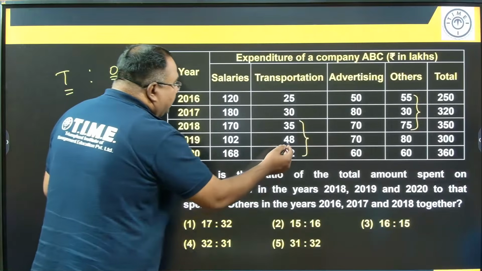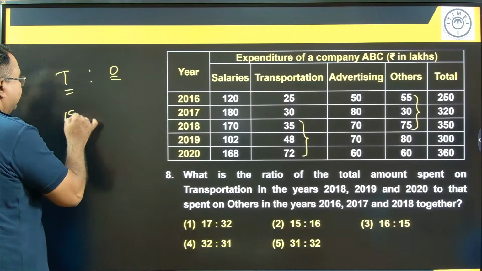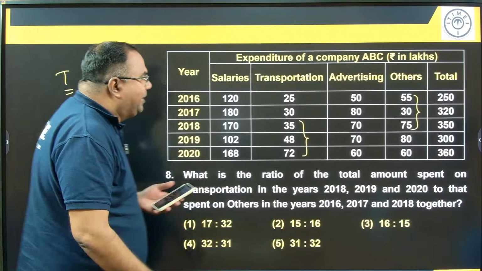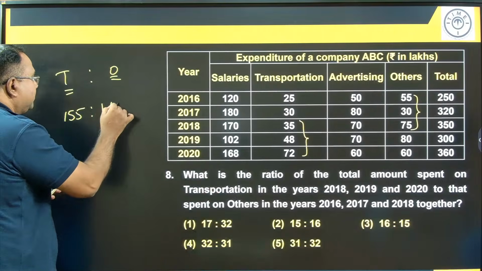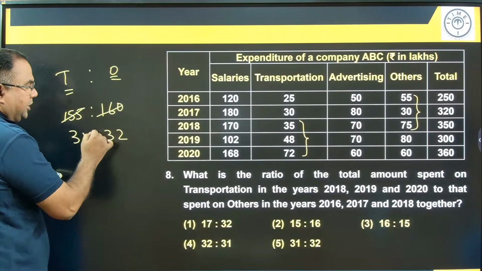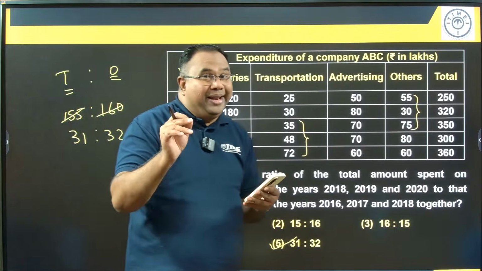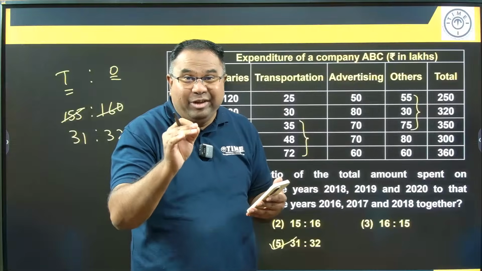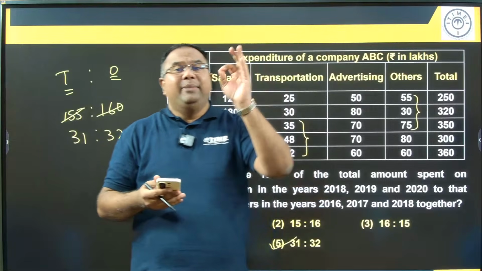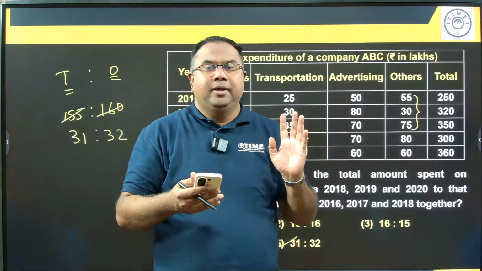Transportation. So 48 and 72. 120 plus 35. 155 is to others. 75, 55. 130 plus 30. 160. So 531 is to 532. 31 is to 32. It's a simple question. Choice 5. Believe me. I'm telling you, believe me. Trust us. This is the level of difficulty of your IBPS clerk DI or SBI clerk DI.